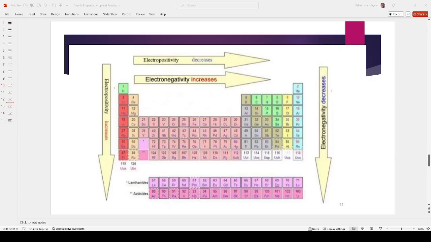Take a look at the trend in the periodic table. The electropositivity of elements decreases from left to right across the period, while the electronegativity of elements increases across the period. And let's quickly consider the group. Electronegativity decreases down the group, and electropositivity increases down the group.